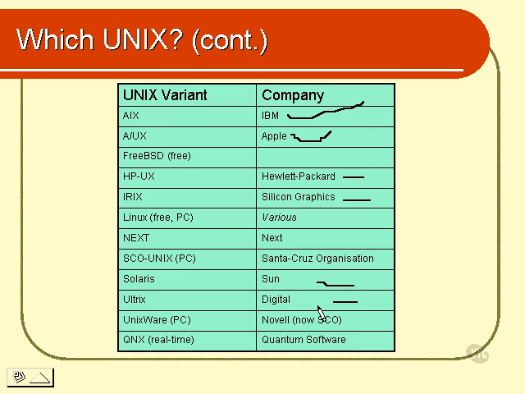There's a few versions that run on PCs, Linux, SCO Unix, and Unixware, which I don't believe exists anymore. I think it's been merged with SCO Unix to form another product. A couple of them are free. FreeBSD and Linux are free. And QNX is one of the most important Unixes in the real-time Unix market. Okay, let's move on.